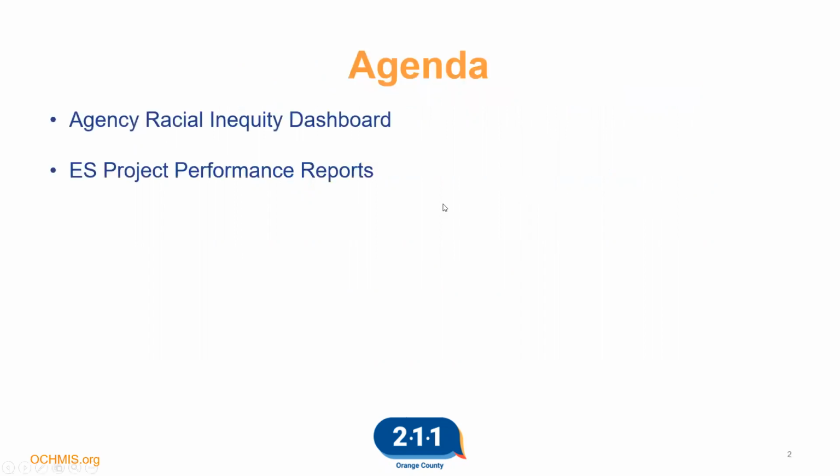So today we are going to continue our conversation around the agency racial inequity dashboard, and then we're going to talk about the emergency shelter project performance reports. I think we'll end a little bit early, but it will depend largely on the feedback from the group.